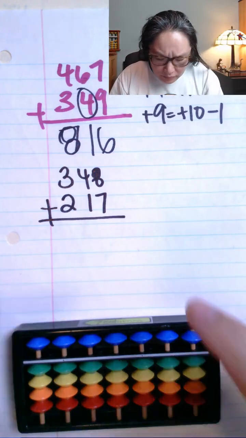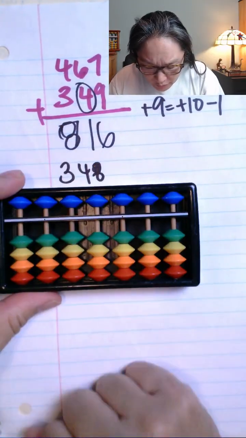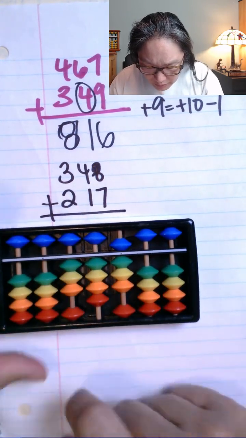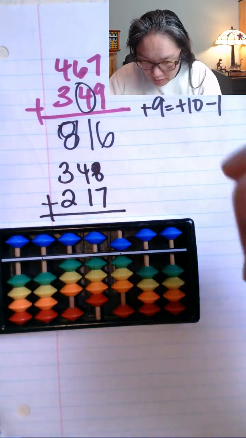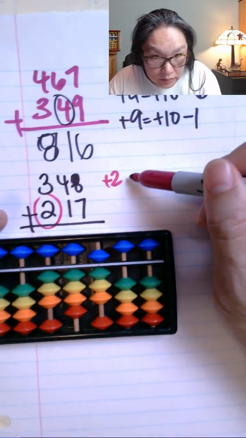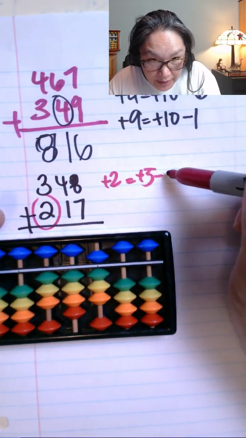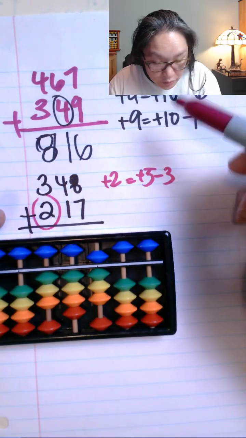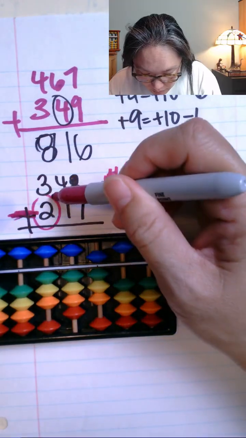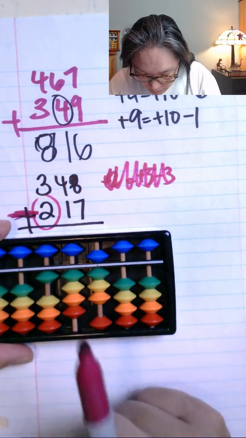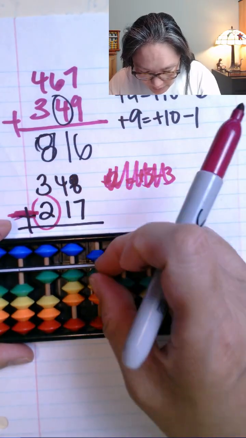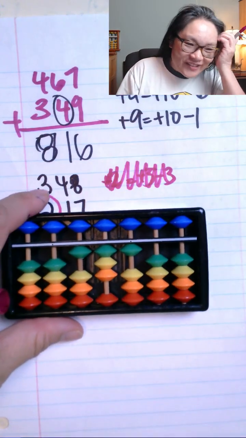Let me finish this. So 348. Plus 2, plus the 5, right? Whoa. So plus 2 is equal to plus 5 minus 3. We do minus. Okay, we do minus. So we'll do minus. Take away 2. Oh, that's too easy. Take away 1. Take away 7. Oh, that's too easy.